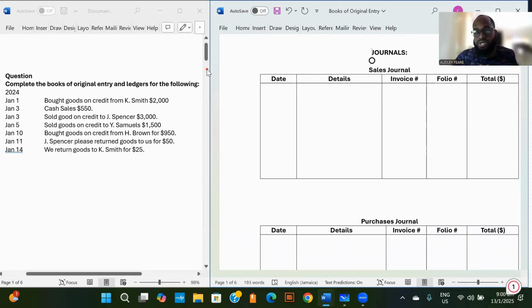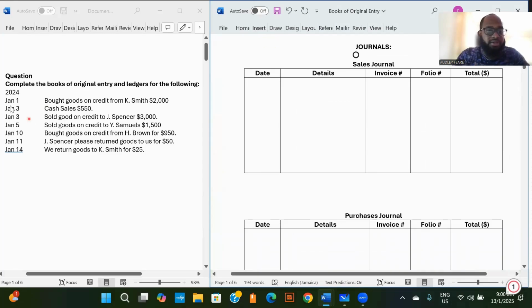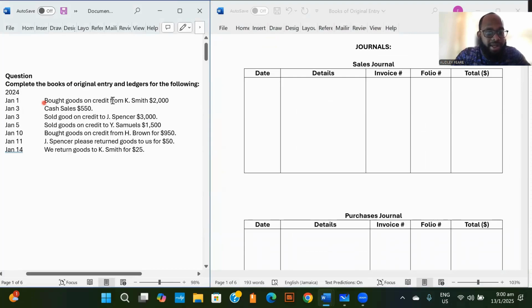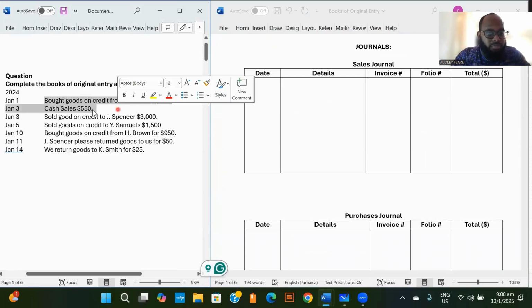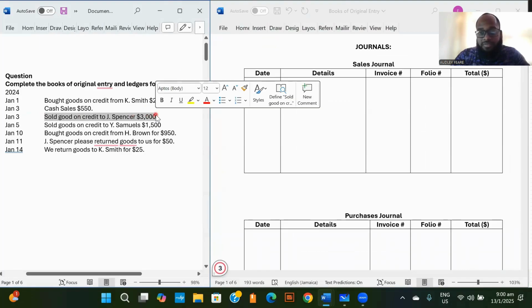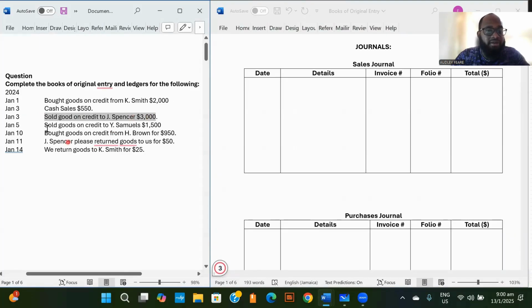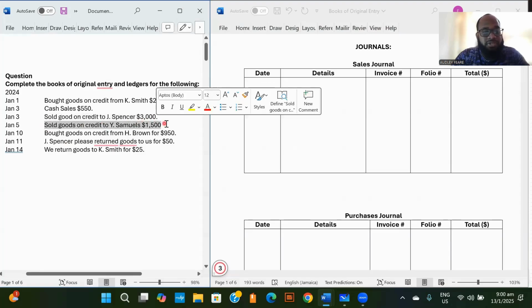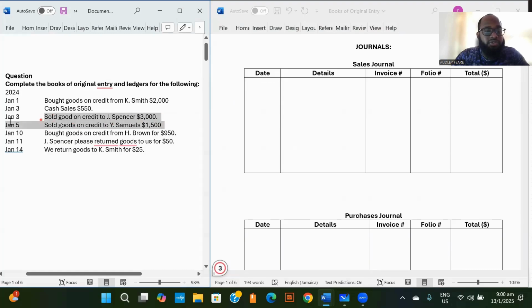So for the journals to ledgers. Let's look at the sales journal first. If we sold goods on credit: January 1 would be out, that's where we are buying goods. January 3 would be out, that's cash sales. January 3, we sold goods on credit to J. Spencer, so that would fit the criteria here. And also sold goods to Y. Samuels, $1,500. So these two transactions would fit the profile.